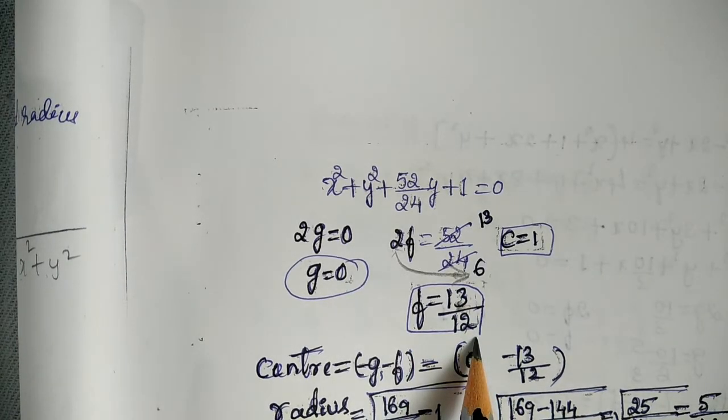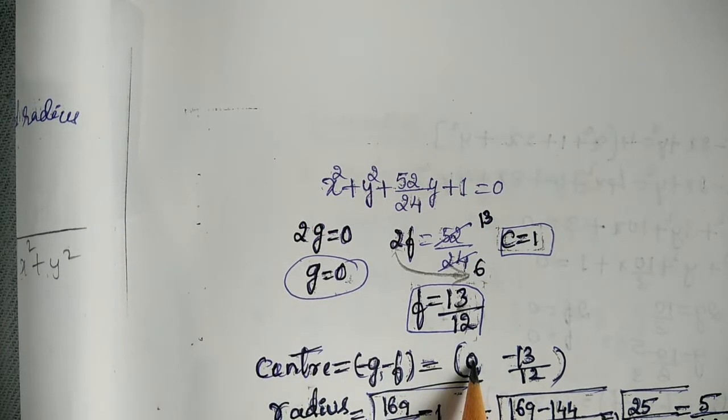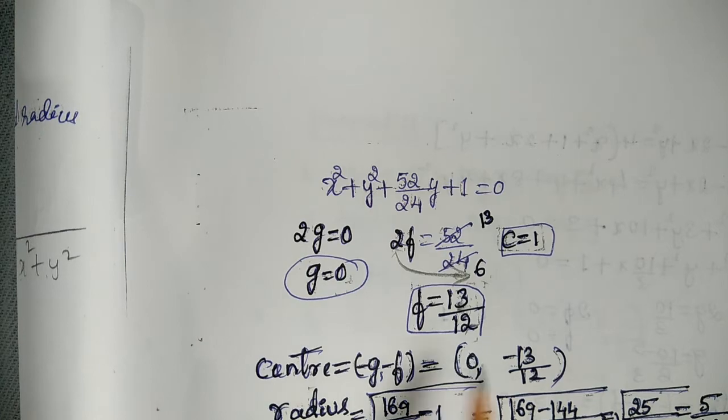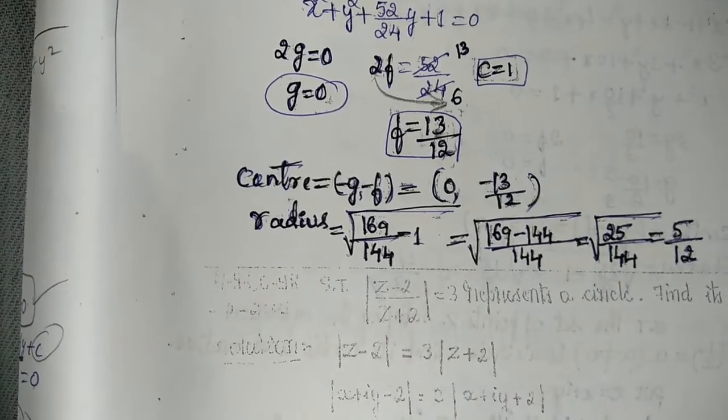So we get g and also f. Therefore the center is minus g comma minus f. So minus g is minus 0, so just write 0. Then minus f becomes minus 13 by 12. Then we want to find the radius.